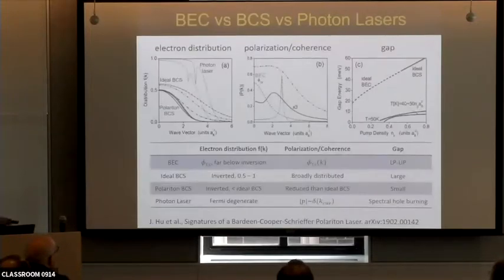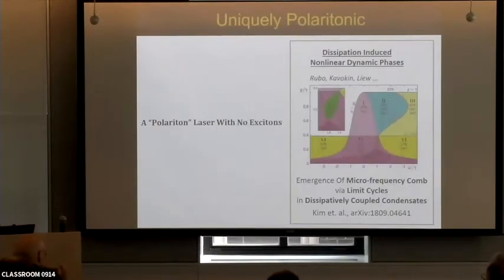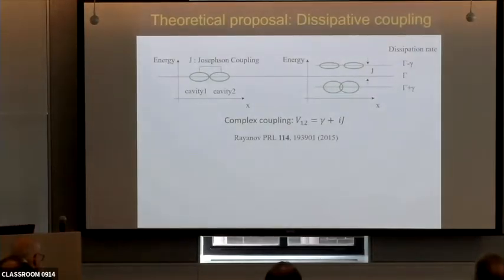So dissipation here apparently has a bad role. It decreases the coherence and it reduces the gap. But in some cases, dissipation can also lead to phenomena that are interesting compared to a closed system. And this is a phase diagram produced by Eurot Rubel and his colleagues with many different stable, unstable, and fixed points, etc. And one particular thing they predicted is if you take two coupled systems, you actually can get a microwave frequency comb through the limit cycle.